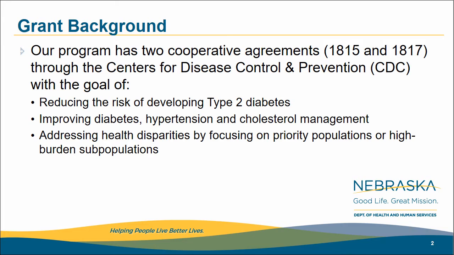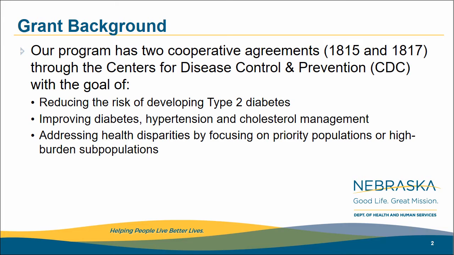The Chronic Disease Prevention and Control Program currently has two cooperative agreements with the Centers for Disease Control and Prevention. They're often referred to by their grant number, so you might hear us refer to them as the 1815 grant and the 1817 grant. They're slightly different in the types of work that they do, but what is similar are the intended long-term goals and impact of those funding opportunities.